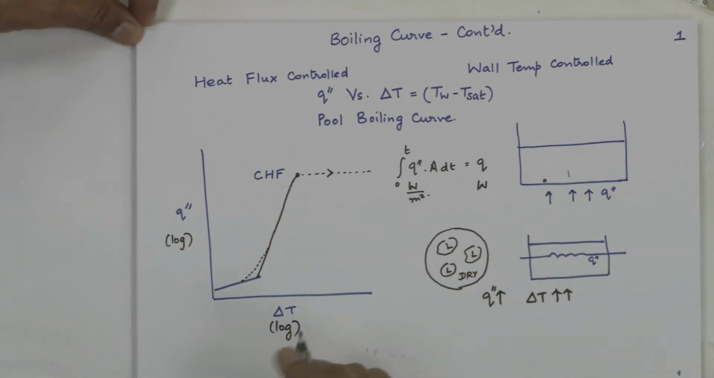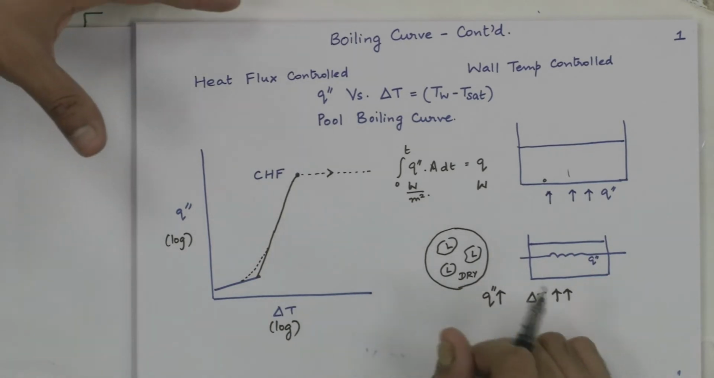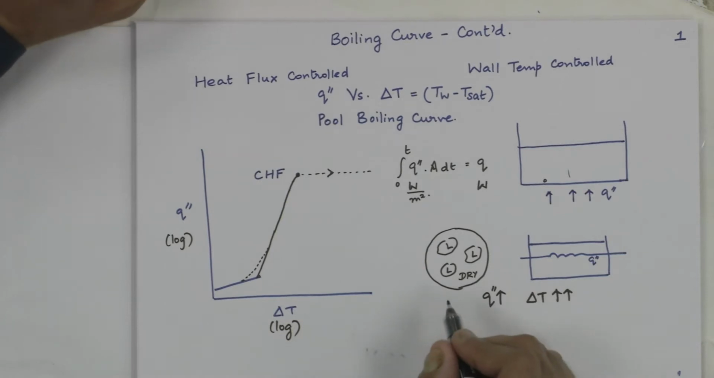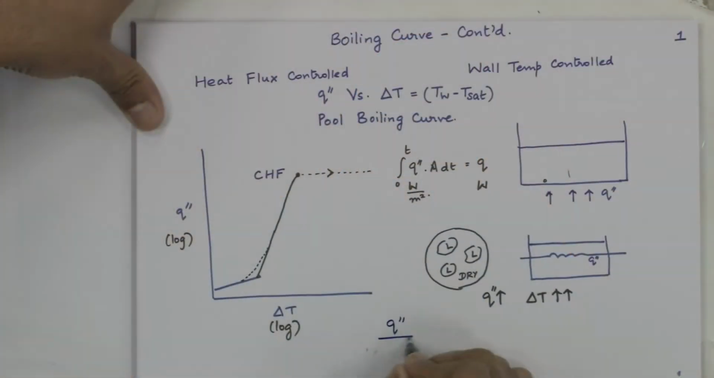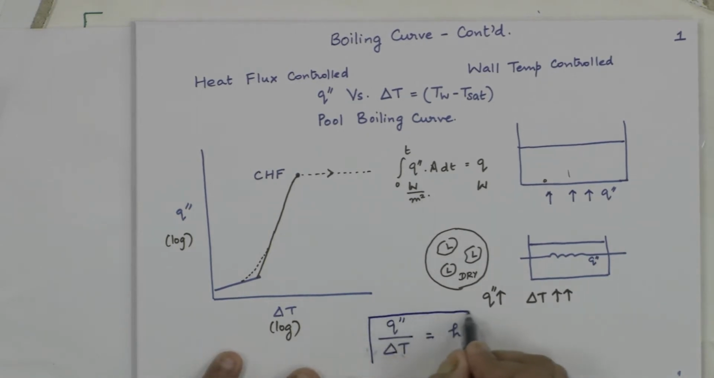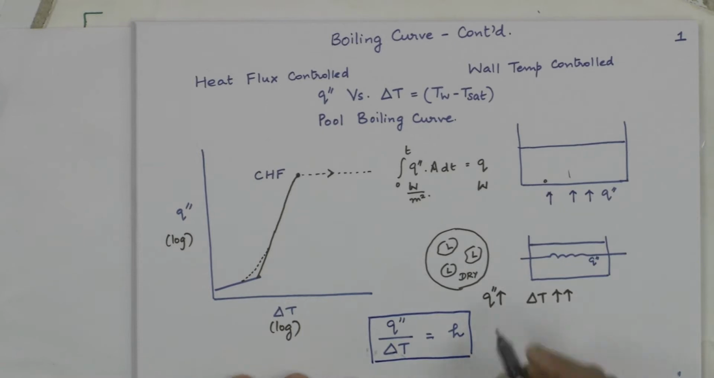What actually is critical heat flux? If you want to define it nicely, critical heat flux may be defined as that heat flux at which there is a sudden degradation in the heat transfer coefficient. So, Q double prime divided by delta T is equal to h. This is the definition of the heat transfer coefficient according to Newton's law of cooling. So, Q double prime by delta T, the heat transfer coefficient in saturated nucleate boiling is very good.